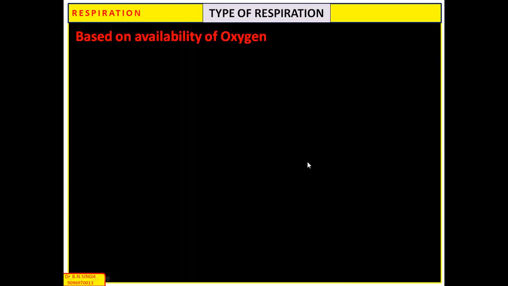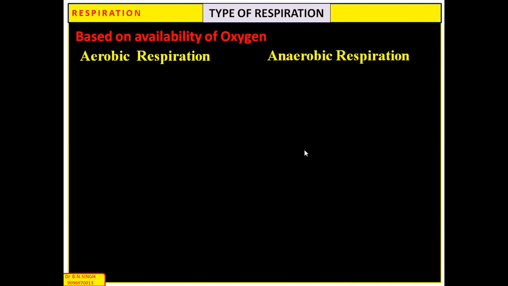The second measurement for respiration is based on the availability of oxygen. There are two important types of respiration: aerobic respiration and anaerobic respiration. Aerobic respiration is the complete oxidation of the organic compound into CO2 and H2O. Complete oxidation means the number of carbons present in the organic compound is totally converted into carbon dioxide.